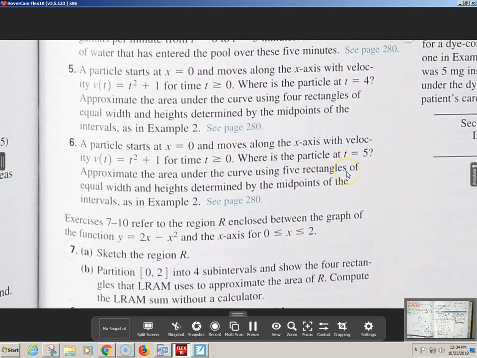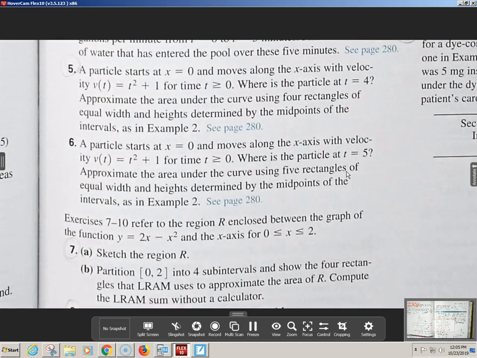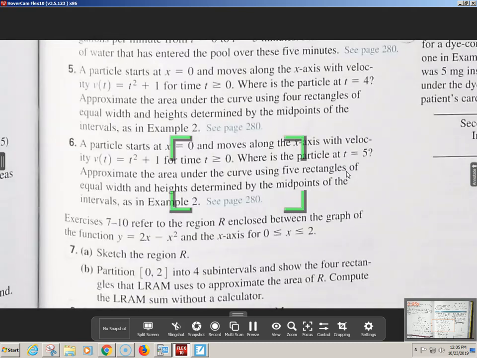A particle starts at 0 and moves along the x-axis with velocity... Oh, it's a curved one. So it's not just a linear one where I could use a trapezoid. It's a curved one where we have to use calculus. Oh, well, hold on. They don't want us to use an integral yet. That's why they tell us to approximate the area, right?